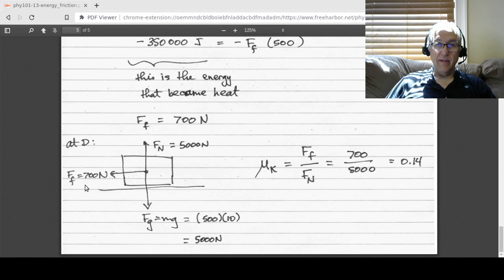Okay, and the frictional force was 700 newtons, which we just calculated, and the coefficient of kinetic friction, the little k there, is the force of friction divided by the normal force. 700 divided by 5,000 is 0.14. Okay, so like I said, just a little bit of a gratuitous addition just to remind you again what the coefficient of kinetic friction is. Okay, so there it is. That's our little bit on friction.